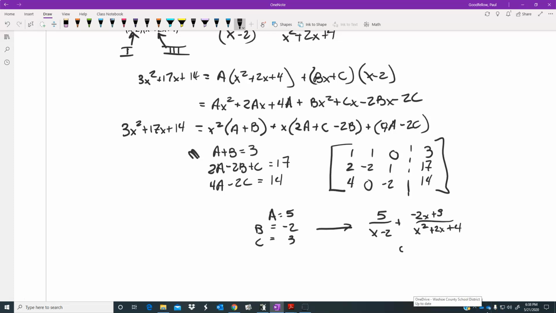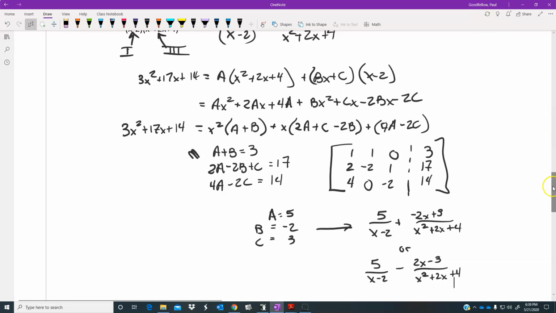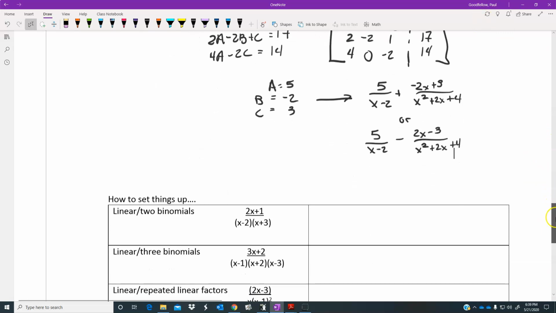If you wanted to write this one with a subtraction, just be careful that the subtraction would change here, but it would also change this one. It's like you're stealing a negative out. So you could have written it with a subtraction between the two, but it'd be 2x minus 3 over x squared plus 2x plus 4. And that would be the same equivalence, okay? So no big issues there, just pay attention to how MathXL is asking you to plug those pieces of information in, okay?